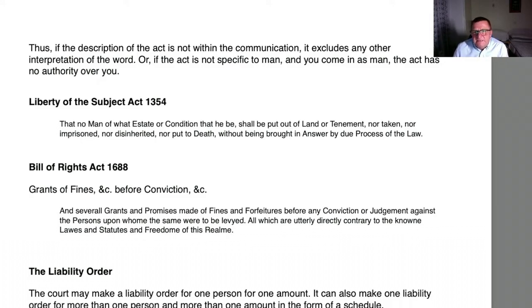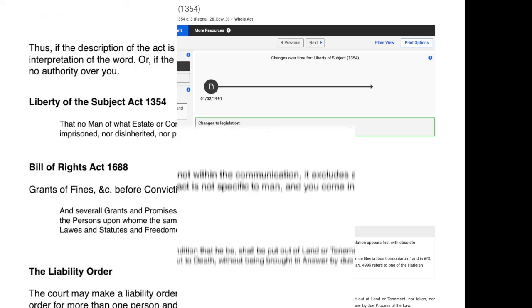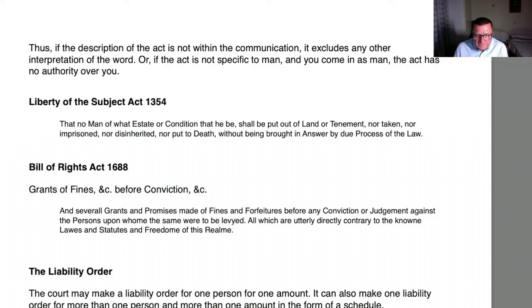Now, your basis for your common law right, if you want, this is outside the Magna Carta, of course, but it's the Liberties of the Subject Act, 1354. And it says that no man, see how the word man, yeah, of what estate or condition that he be, shall be put out of land or tenement, nor taken, nor imprisoned, nor disinherited, nor put to death, without being brought in answer by due process of the law.